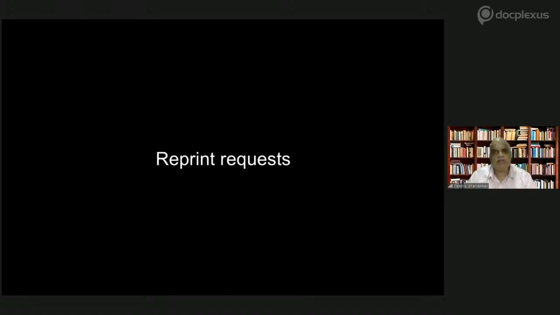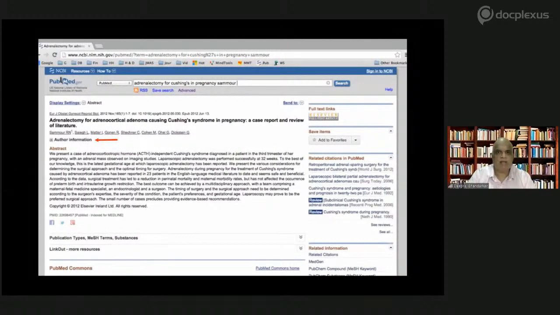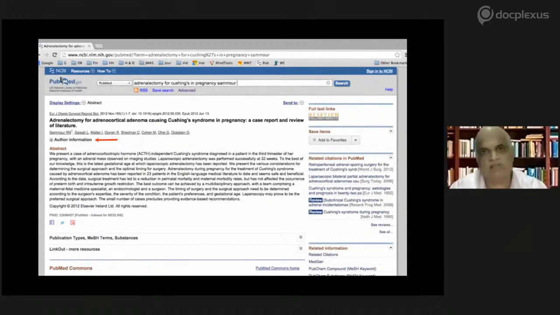Sometimes all these methods do not easily work, and you have to rely on getting the reprints of an article directly from the author who has written it. So how does one go about it? Now, again, going back to our example of PubMed, you need the first author's or the senior author's email so that you can write a polite email to them requesting that article for you.